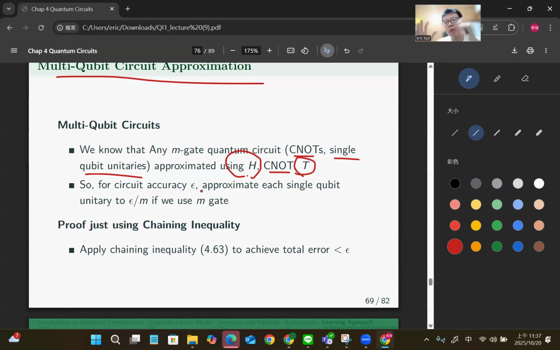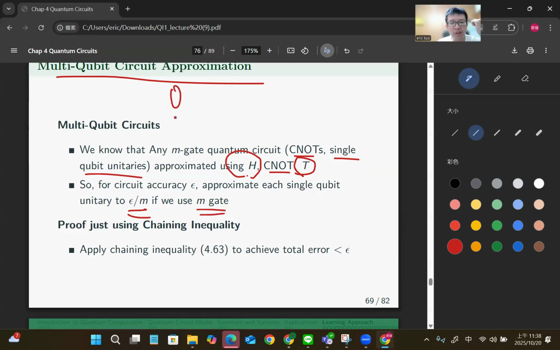So if I want the total circuit to have error epsilon, and I use m gates, then for each small unitary, because the error will be additive, and this is already proved, I need to approximate to epsilon divided by m, if we use m gates.